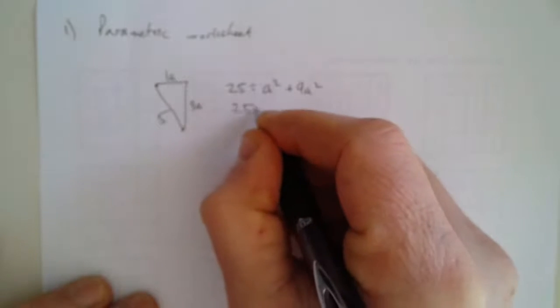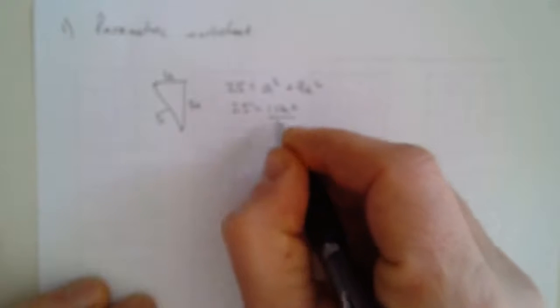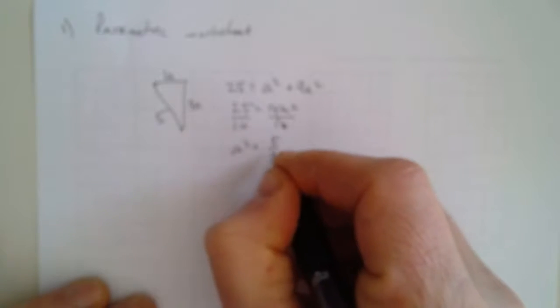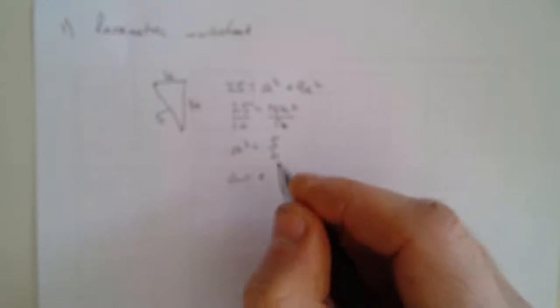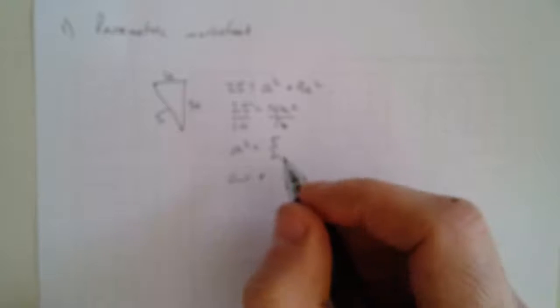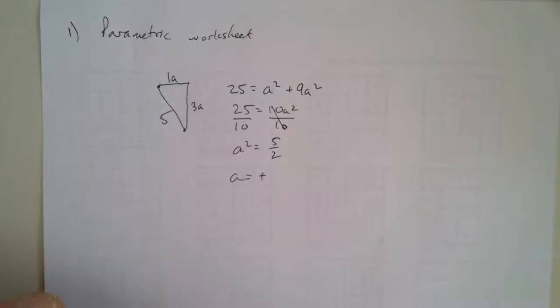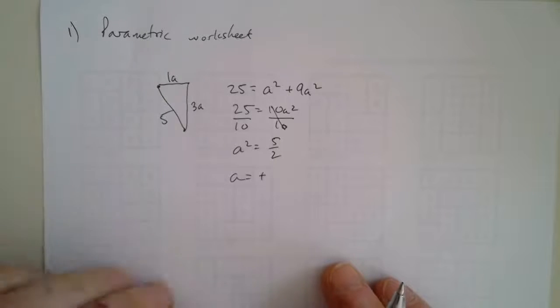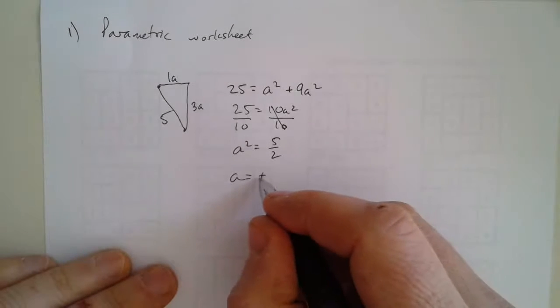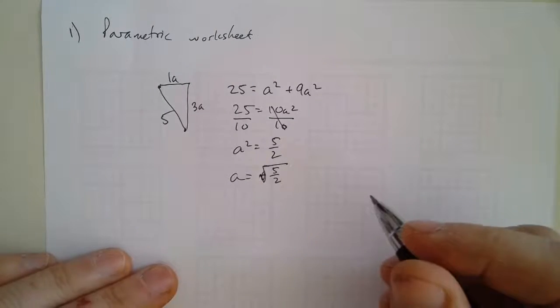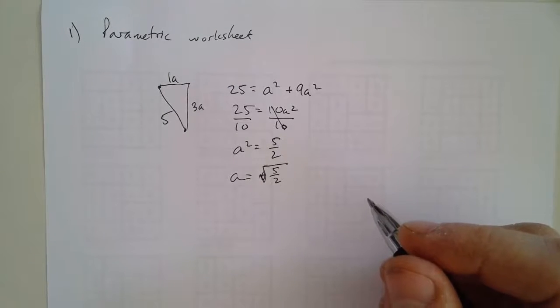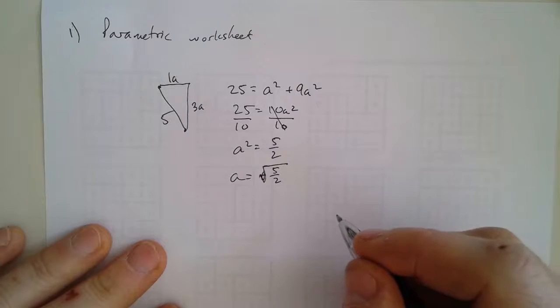And then I'll have 25 equals 10a squared. I'll divide both sides by 10. And so I'll have a squared equals 5 over 2. So a equals plus or minus the square root of 5 halves. And that's going to account for which direction I'm going in. Am I going to be going down this way or up the other way? So we'll really just keep it as positive for now. We can leave it as that. We can rationalize if we want. It doesn't really matter for ourselves exactly how we write it.